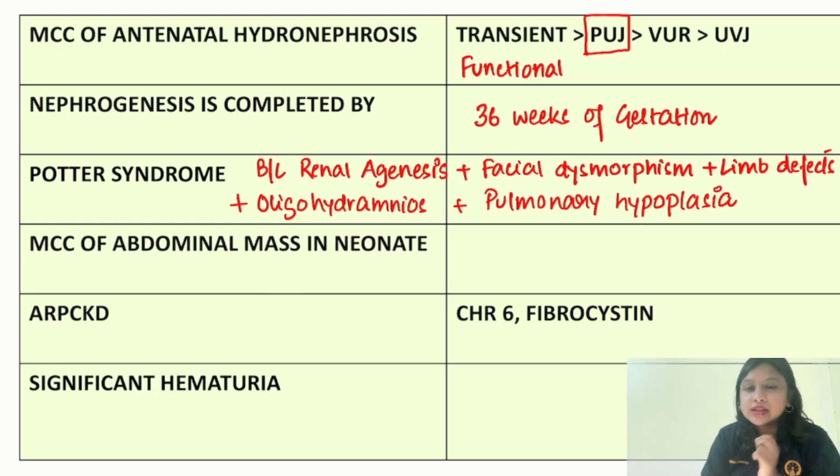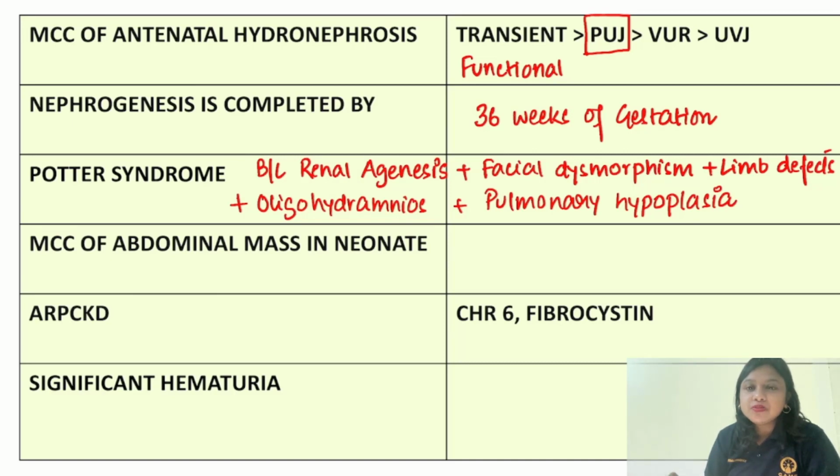And if you are getting a single umbilical artery, we should always go for a screening ultrasound KUB to look for congenital anomalies of the kidney and the urinary tract. Now, next one-liner: most common cause of abdominal mass in a neonate. See, abdominal mass, very important.